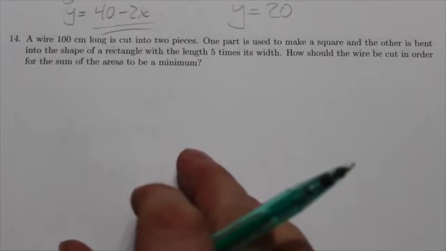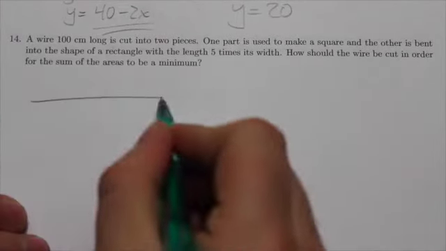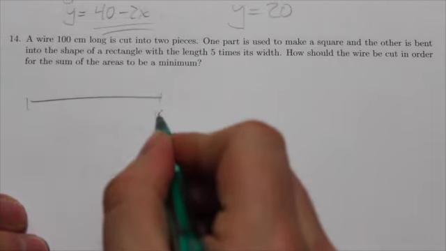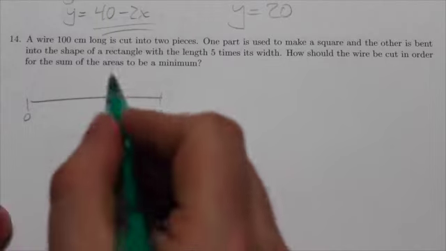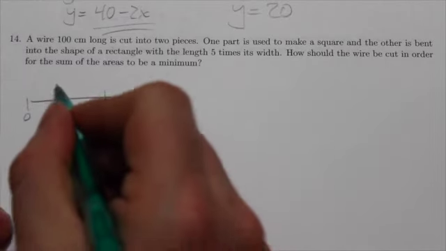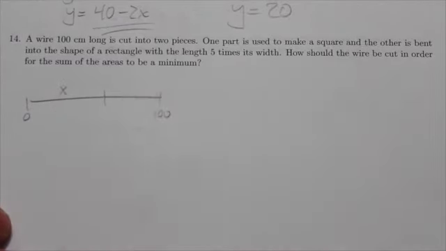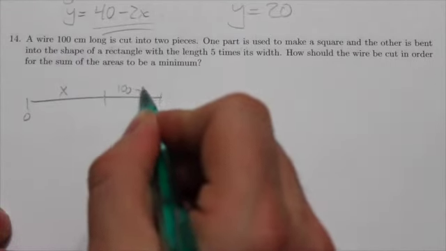All right, question 14. You've got a wire that's 100 centimeters long. Okay, so starting from 0 to 100. Now what we're going to do is cut it. I don't know exactly where, but we'll call that x, which makes this automatically 100 minus x.